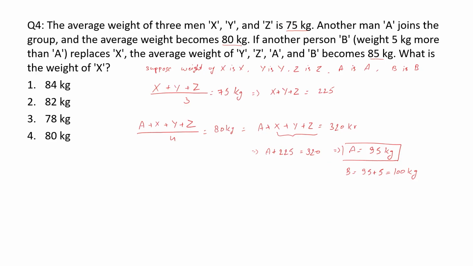So, B is replacing X. And now average weight of these 4 persons becomes 85. So last line is y plus z plus a plus b upon 4 is 85, right? So this will give you, so you know the weight of A as well as B, right? This you already know. Weight of A and weight of B.